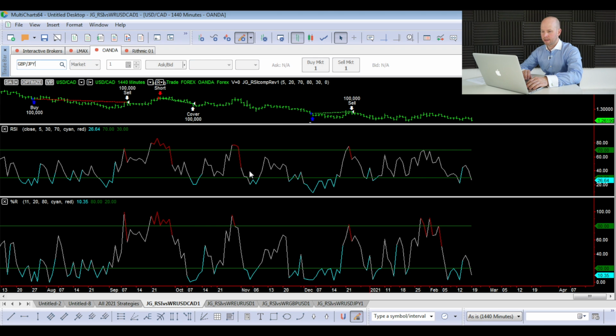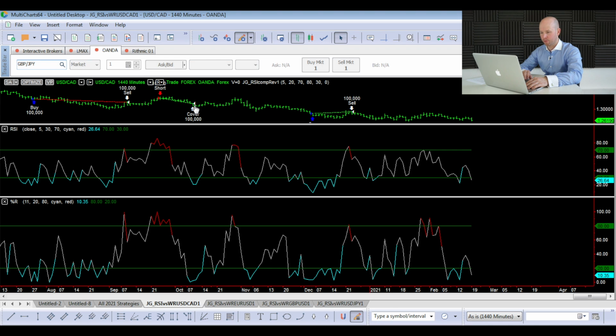Now, the way that we're going to get in and out of trades, on the chart here, you can see the trades, short trade, long trade, etc. And this is using the strategy with RSI, so ignoring Williams R for this example. What we're looking at is the levels of 20 and 80 to enter trades. So when RSI or Williams R drops below 20, we go into a long trade. And when RSI or Williams R goes above 80, we get into a short trade.